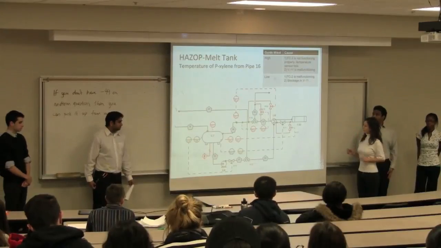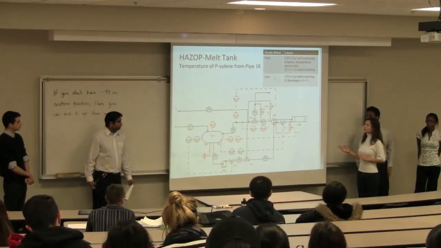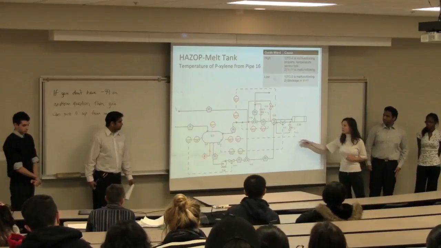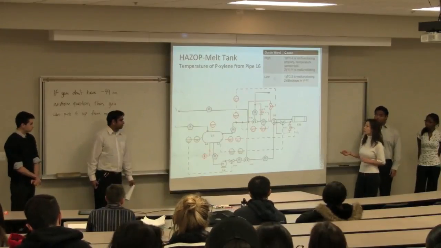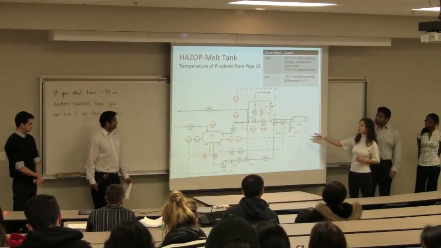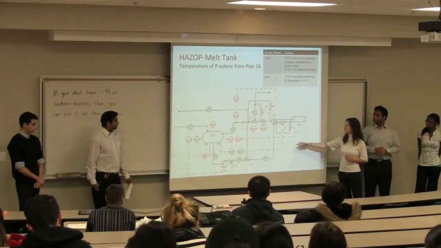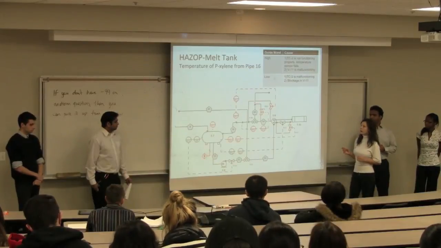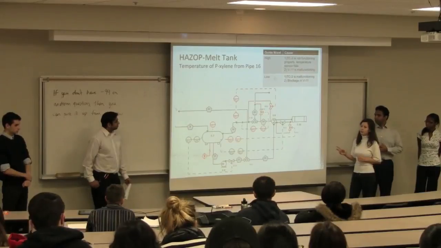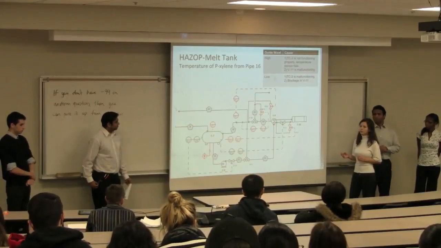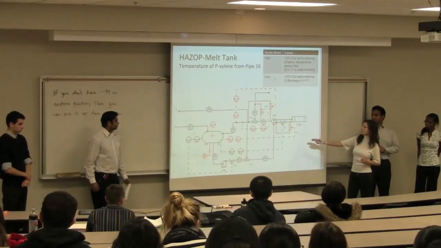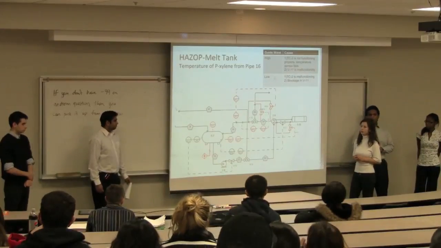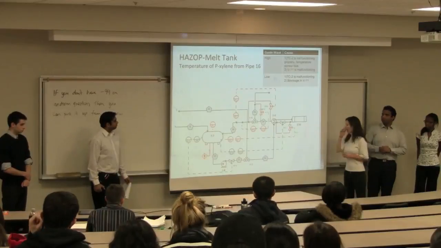Then, in order to correct that, we added a redundant temperature controller with a redundant valve right here. So if something goes wrong, we will switch to our other controller and find out what's wrong with the first temperature controller and fix it. To find out what's wrong, we added a temperature indicator on the melt tank where we could see the readings and whether they coincide with what our temperature controller has, and see if the sensor is broken on the temperature controller or something is wrong with the valve right here.